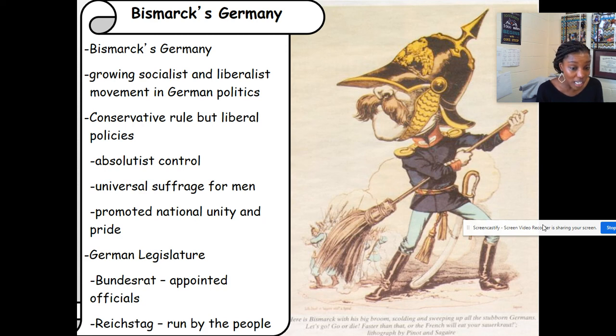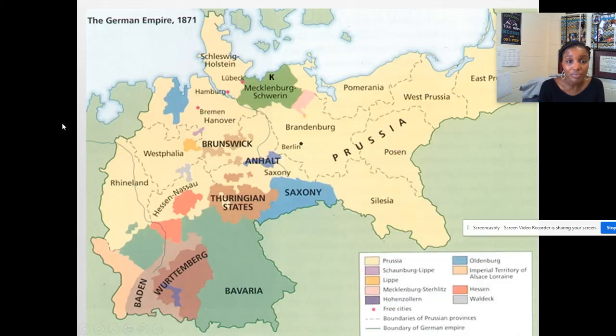We get a German legislature. We get the Bundesrat, or the appointed officials, and the Reichstag, which is kind of like a parliament, or an idea that things could be run by the people. So it's this kind of quasi form of government under Otto von Bismarck. There's the German Empire. There's Prussia. The Rhineland.